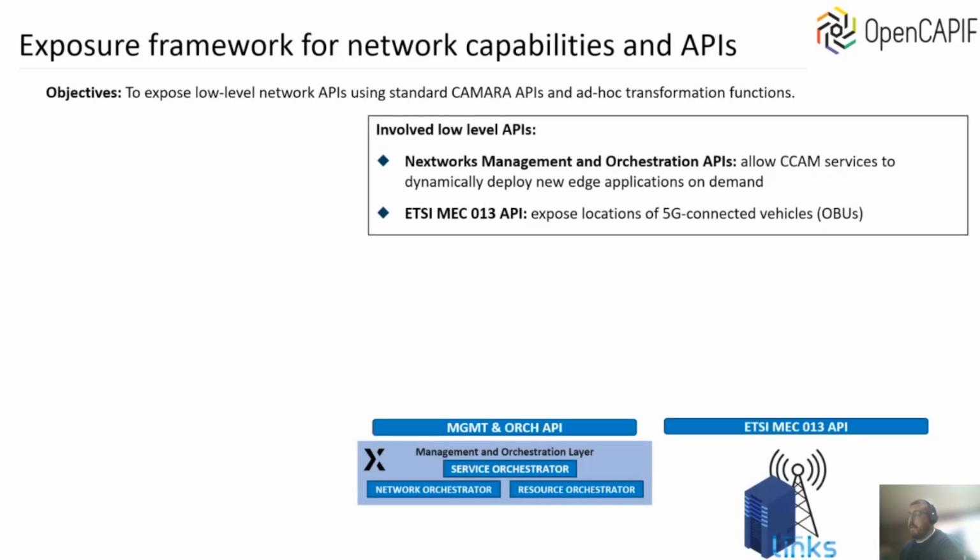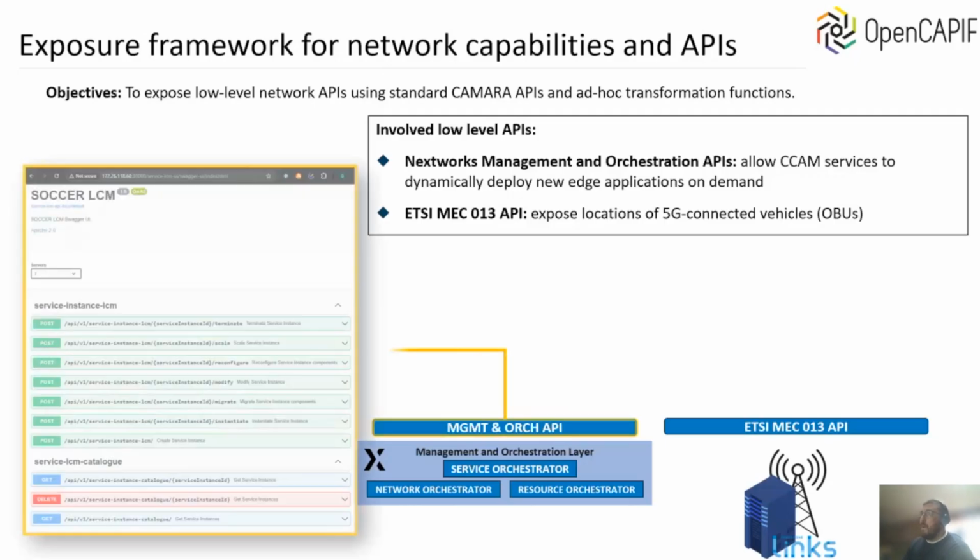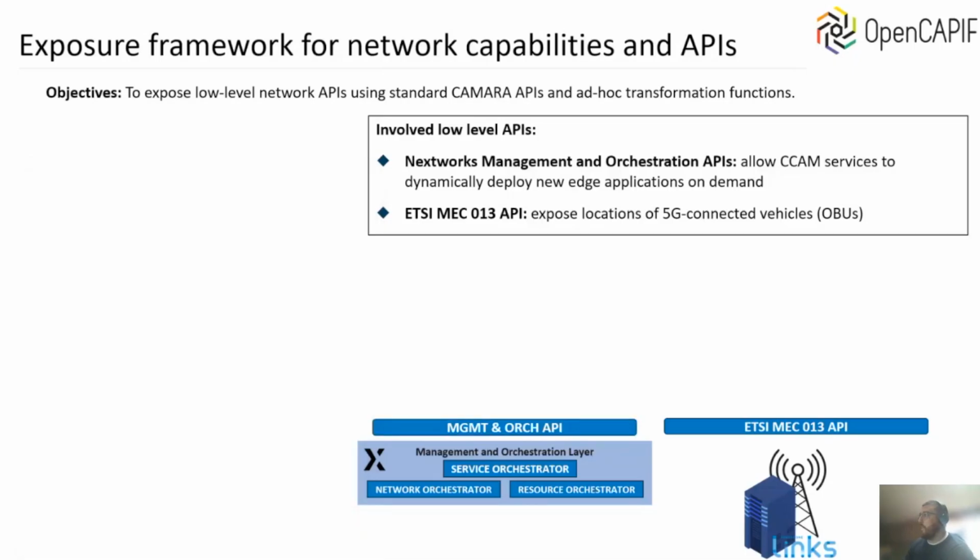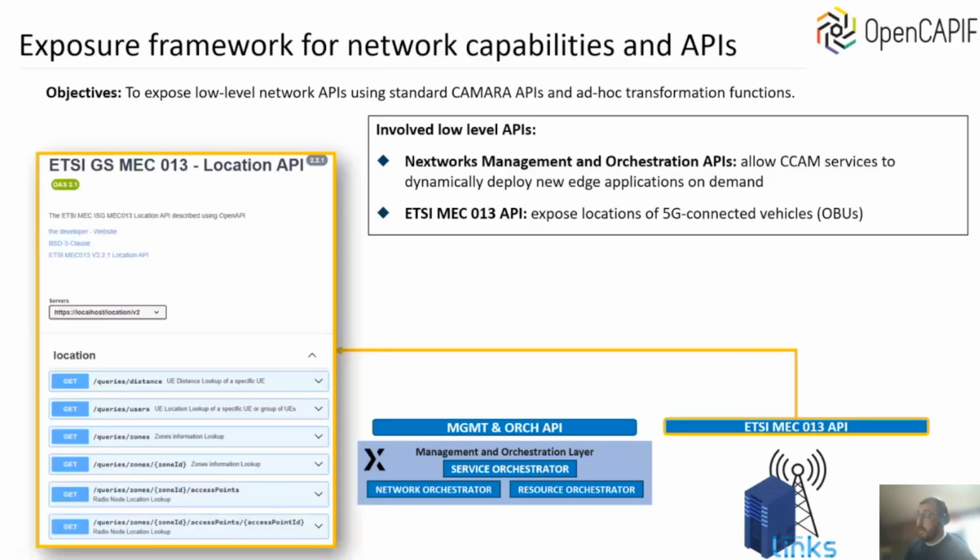Which low-level APIs are involved here? Management and orchestration APIs to allow the CAM application to deploy the services, and ETSI MEC 013 APIs to expose the location of the vehicles. So here we have these low-level APIs that we would like to simplify: the management and orchestration and the ETSI MEC 013 APIs.